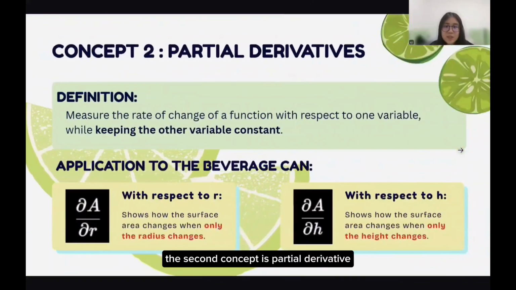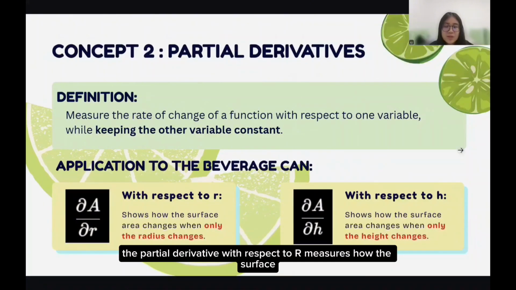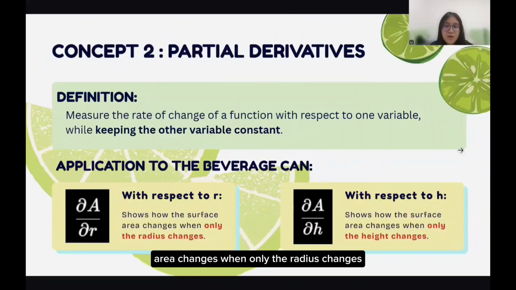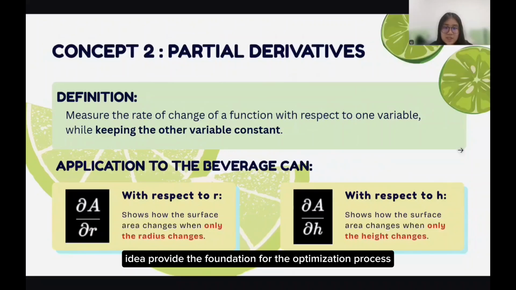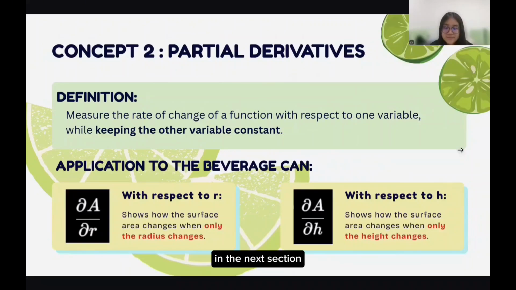The second concept is partial derivative. Since the surface area function contains two variables, we use partial derivatives to analyze how each variable individually affects the surface area. The partial derivative with respect to r measures how the surface area changes when only the radius changes, while the height remains constant. Similarly, the partial derivative with respect to h measures the effects of changing only the height. This idea provides the foundation for the optimization process in the next section.